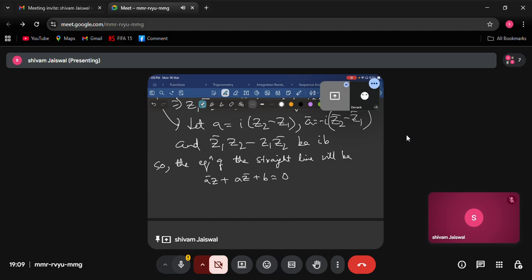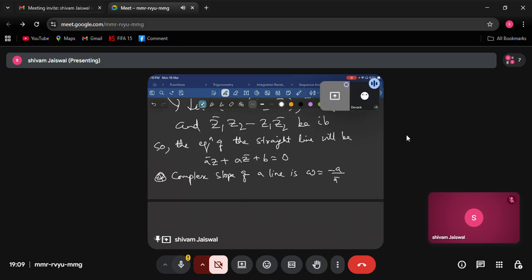So next, there is something called complex slope of a straight line. Just like you have slope of a straight line, over here you have complex slope of a straight line. Complex slope of a straight line is represented by omega, which is equal to minus a by a bar, that is, negative coefficient of z bar divided by coefficient of z.